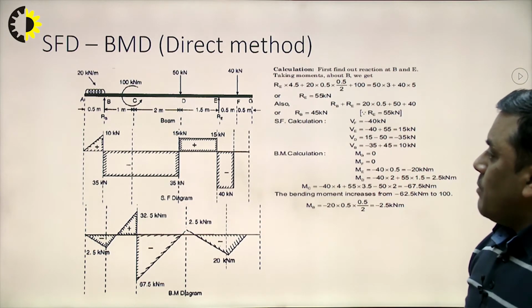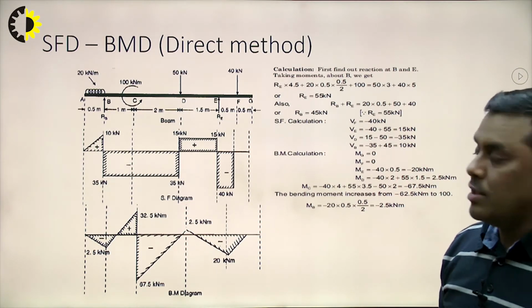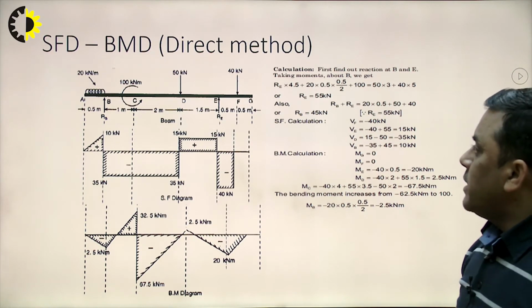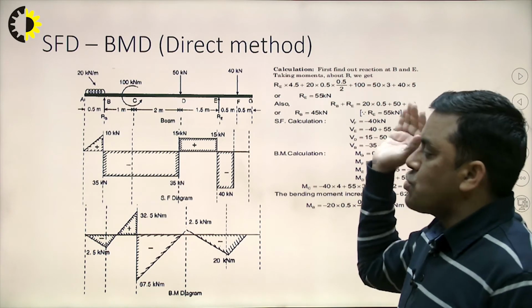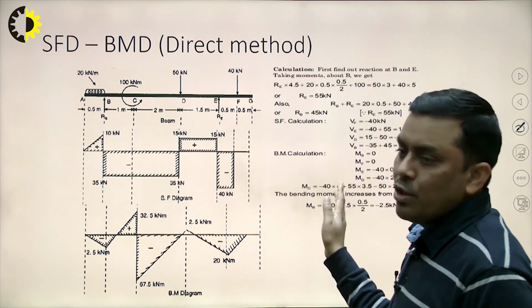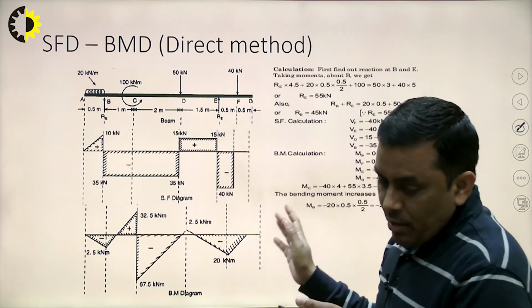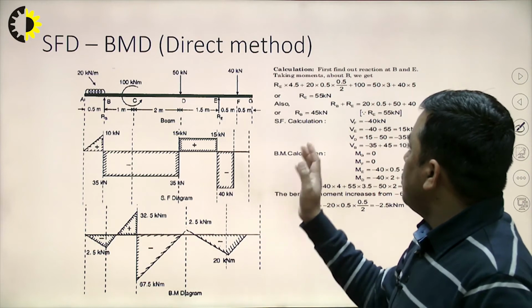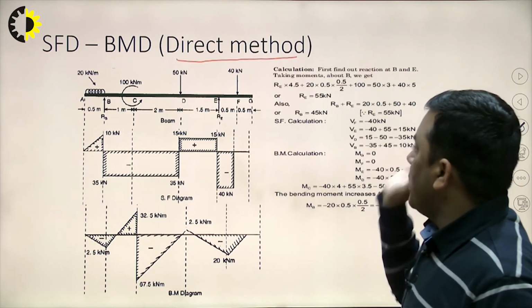Now, sometimes if somebody is having a problem in writing the equation in the form of x, then there is one direct method which is basically used for checking the problem, because here we have to remember many things, many concepts. For checking whether I did the problem correctly or not, we can use this particular method, which is known as the direct method. Okay.